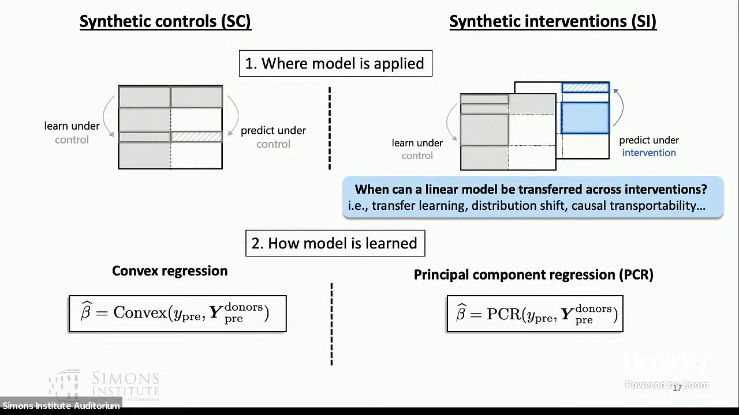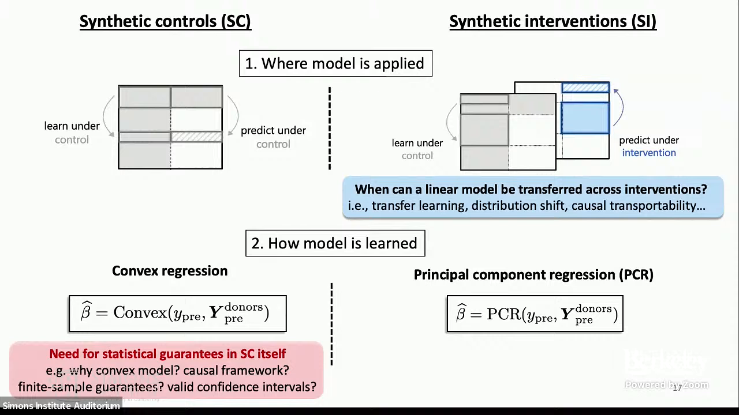And the second key difference is how the model is learned. What's the statistical procedure? So classically, at least, we use convex regression. But despite that synthetic controls has gotten a whole life of its own in the last 5 years and it's being used everywhere, the theoretical basis of it is catching up in some sense. So lots of interesting questions needed to be answered. For example, why a convex model? When is that motivated? What's the causal framework? Finite sample guarantees, valid confidence intervals.